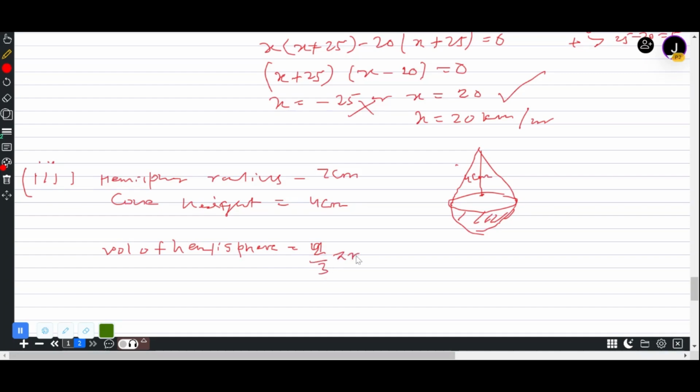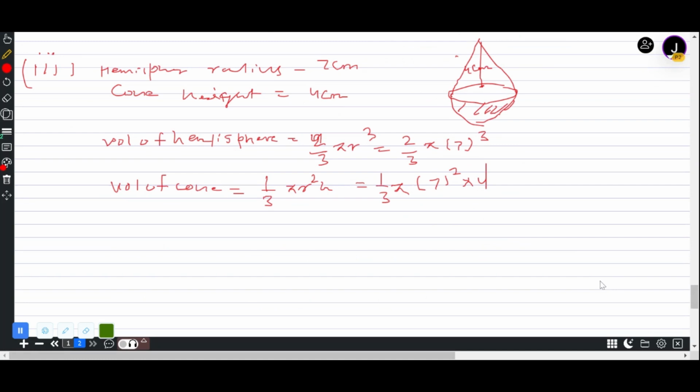You would have noticed I usually don't do calculations in the beginning. The reason being, I know that at some point there will be common factors which will come out and cancel out, and it will become very easy to calculate without really doing numbers. So here I have taken 1 by 3 pi into 7 square, which is common between these two, out. What I am left with inside is 7 into 2 plus 4. 7 into 2 is 14 plus 4 is 18.